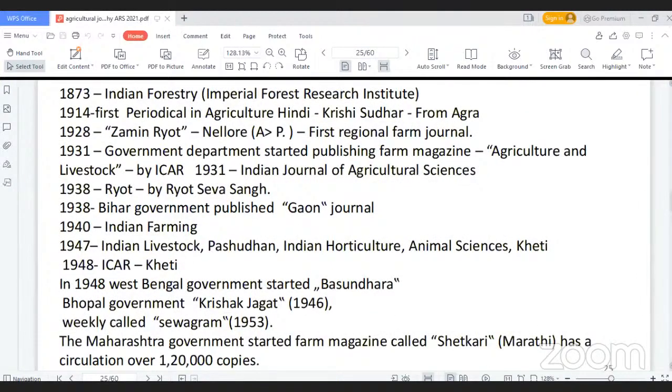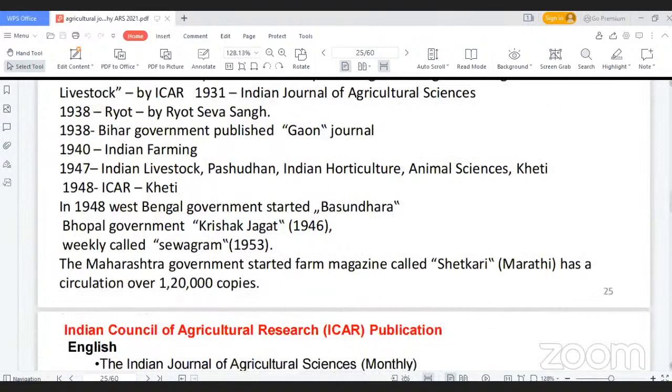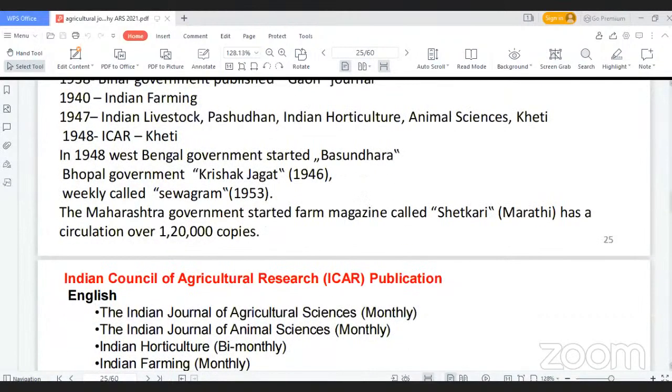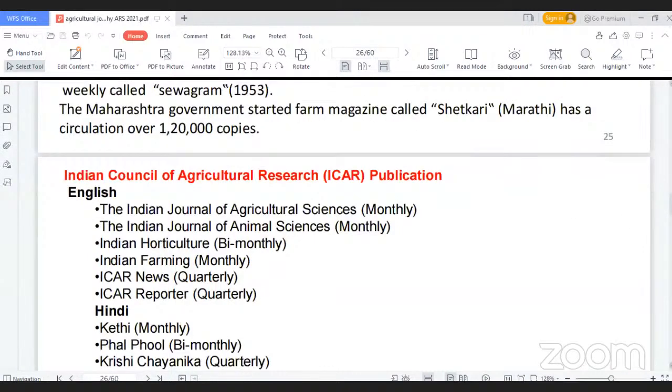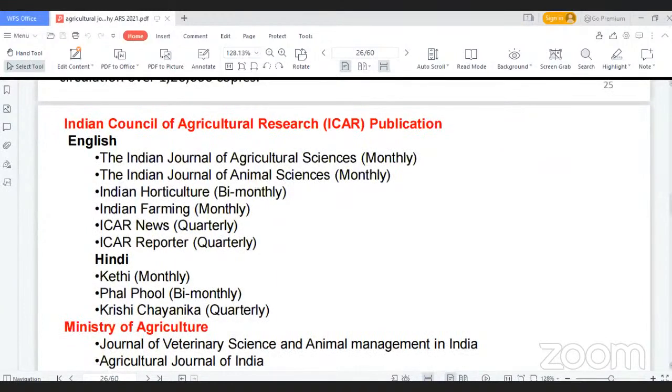In 1940, Indian Farming. This may be asked. And Indian Livestock, Pasudhan, Indian Horticulture, Animal Science, and Kheti are all generally published by ICAR. In 1940, another journal, Kheti. The Maharashtra government started a farm magazine called Shetkari, in Marathi, with a subscription of 1,20,000. It is the most circulated agriculture or farm magazine in India. It is asked in ARS sometimes.